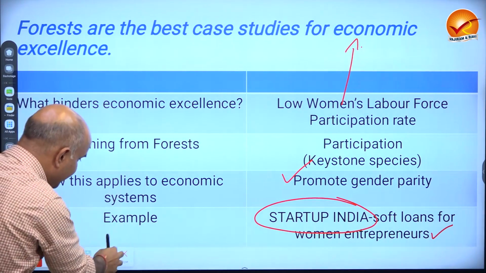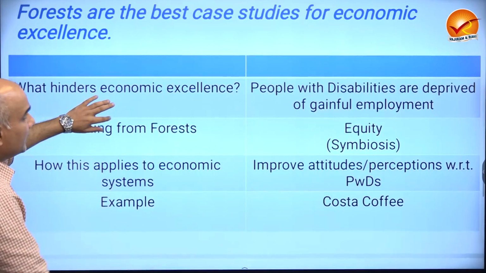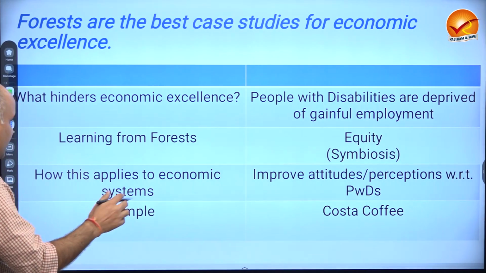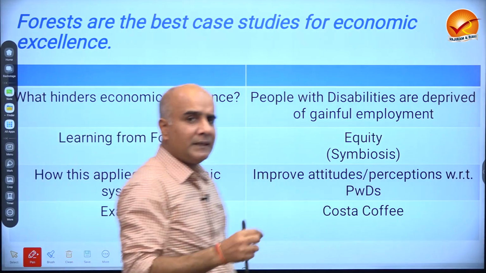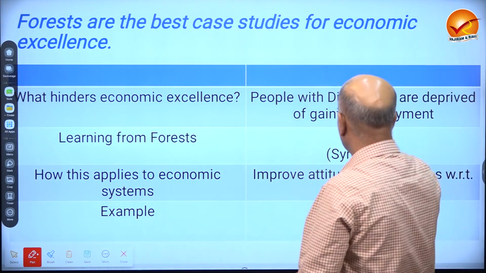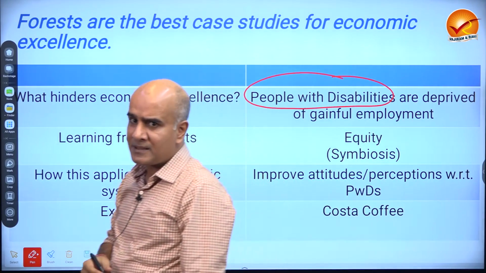Similarly, what hinders economic excellence? Another paragraph if I want to write, what hinders economic excellence is that there are certain sections in our society which do not get the chance to gainfully participate in economic processes. One such section of people who are often ignored are people who are differently abled or people who have disabilities.